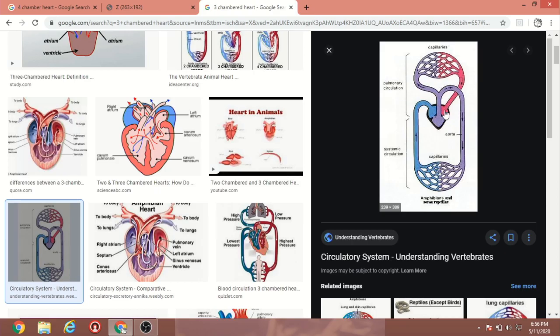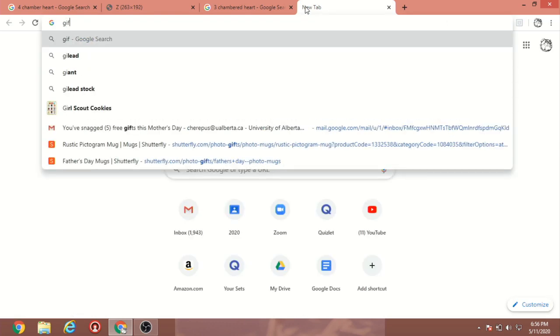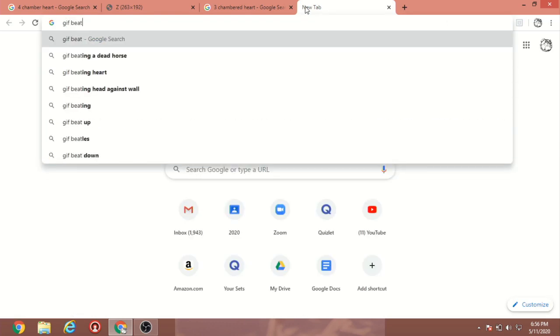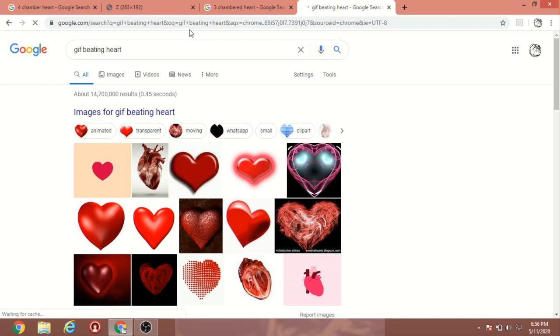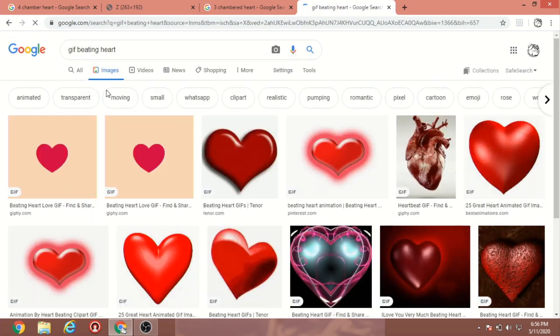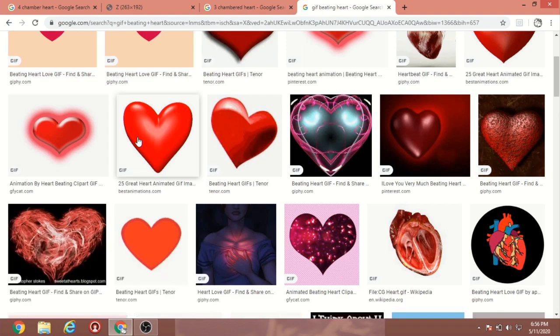And so again, each one of these chambers acts as kind of their own little pump, and so when the heart beats, you know what, let's do this. Let's see if I can find a GIF of a beating heart. Maybe not. I don't know. Can you look up GIFs like in the image like this?